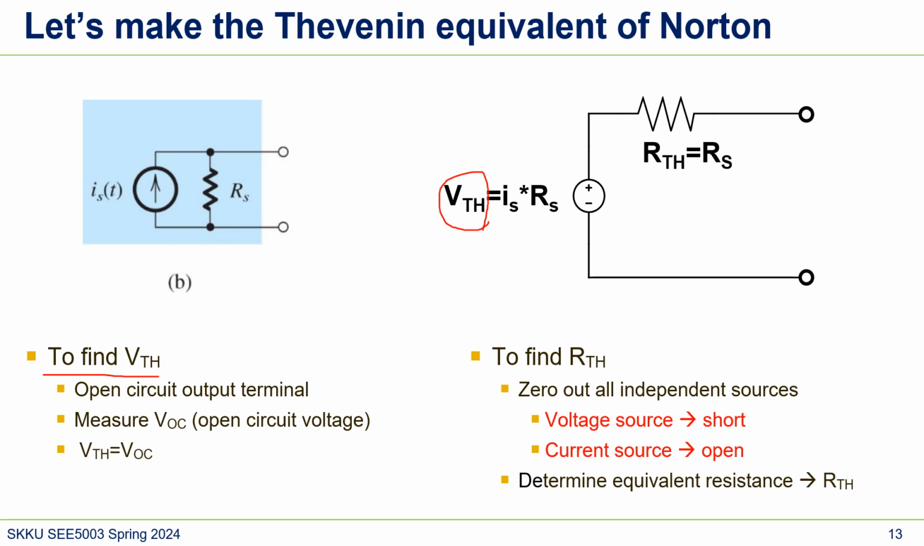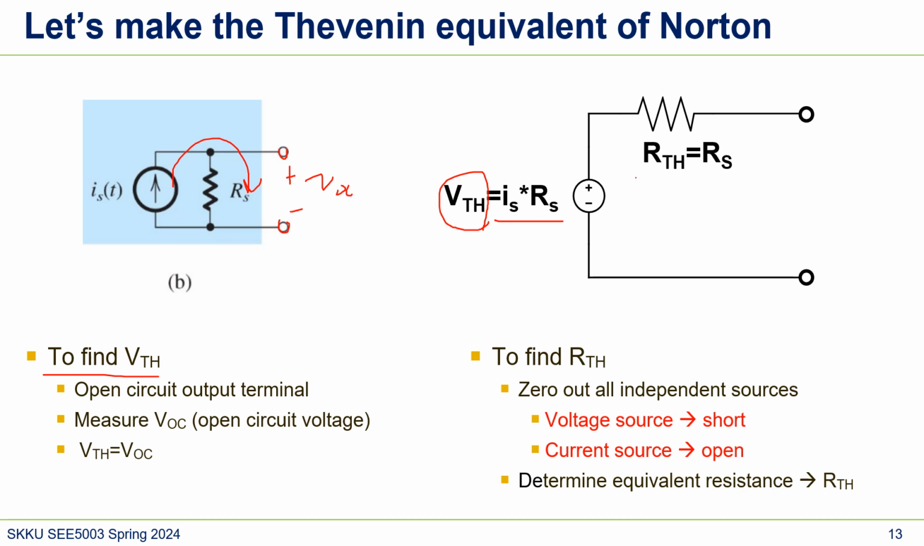To find VTH, make an open circuit. Here, this is already an open circuit. And measure the voltage here. So what's the voltage here? Because this is open, the current fully flows to here, right? So the open circuit voltage, VOC, would be Is times Rs. So that's the Thevenin voltage.